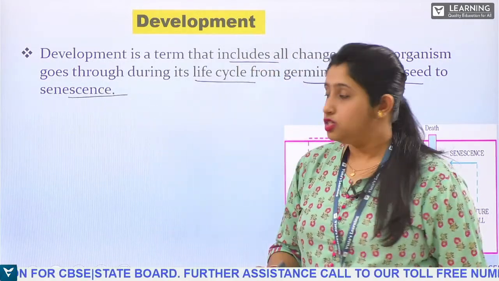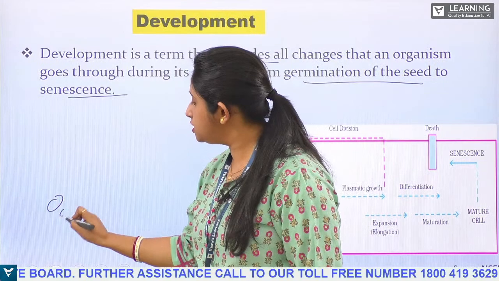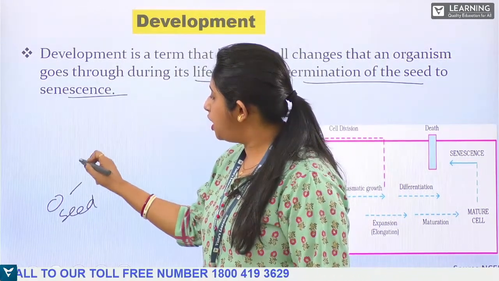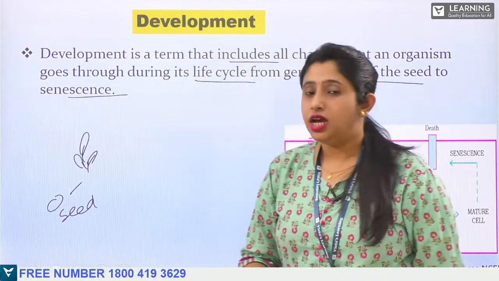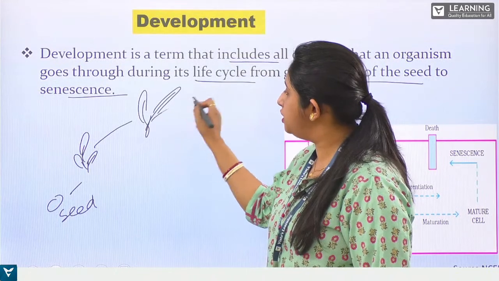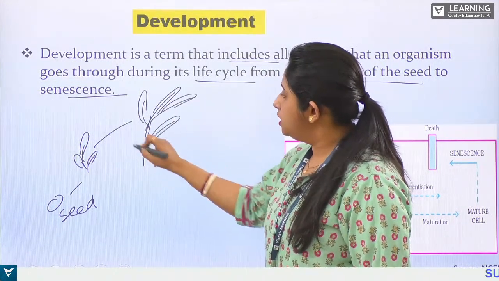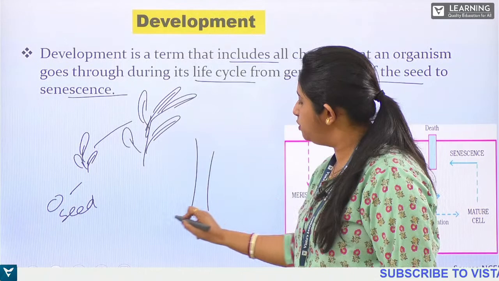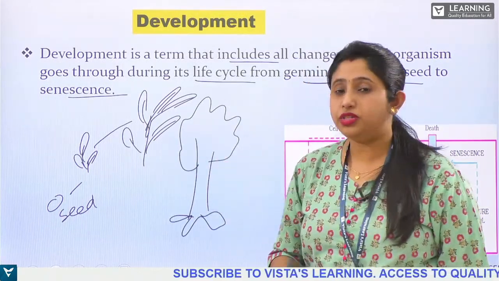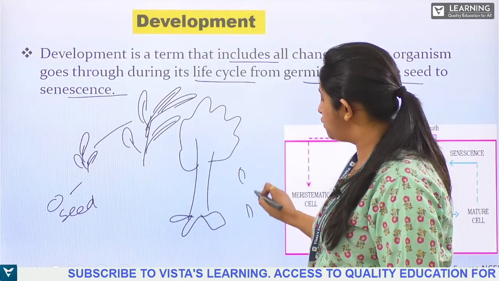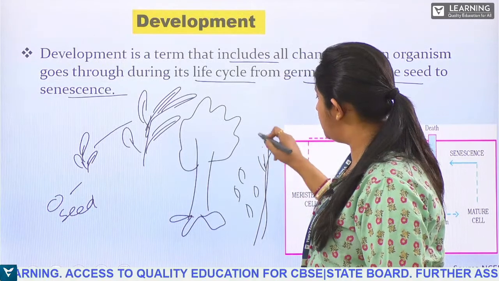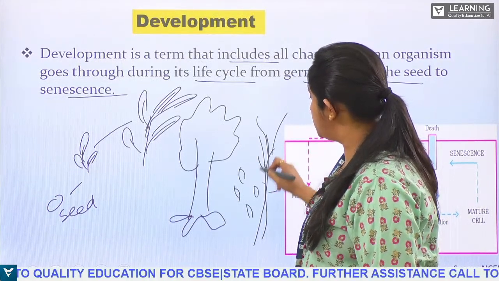Now see, this is a small seed. From this seed, what happens? The plant will come out, isn't it? Then the plant will slowly grow in size and become bigger, right? Next, it will be a huge tree. Slowly, the leaves will start falling from the plant, and the plant will start dying.